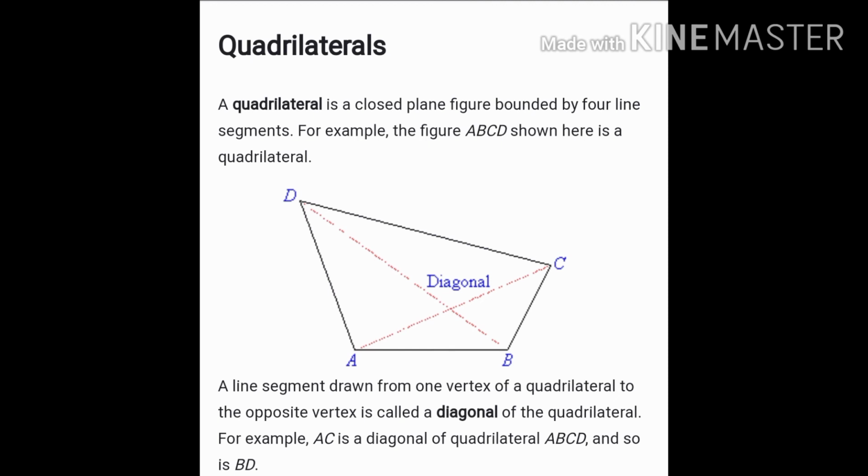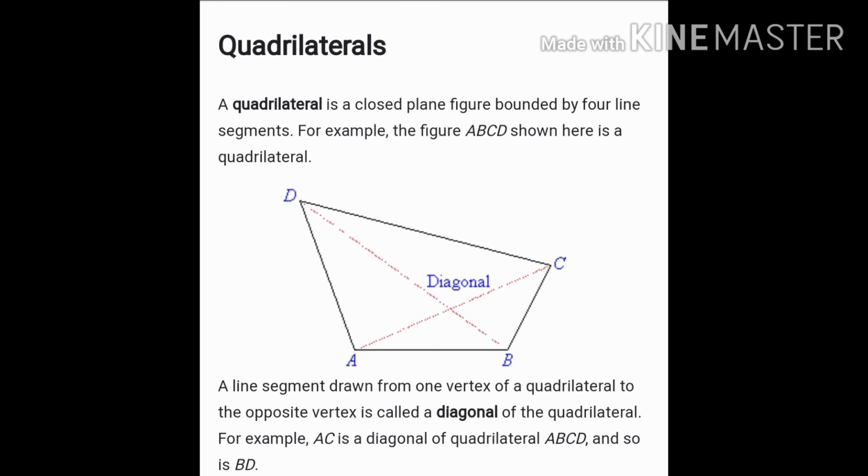Hello children. Now in this session we will discuss the construction of quadrilaterals chapter. First, what is a quadrilateral? A quadrilateral is a closed plane figure bounded by four line segments. For example, in the following figure ABCD shown here is a quadrilateral.